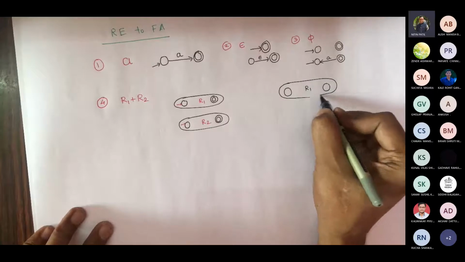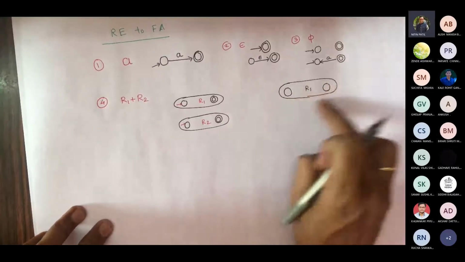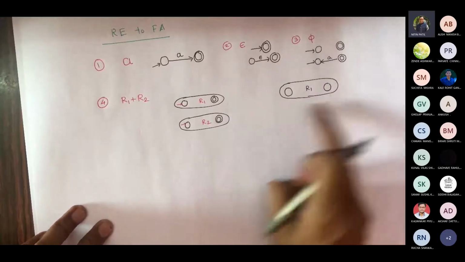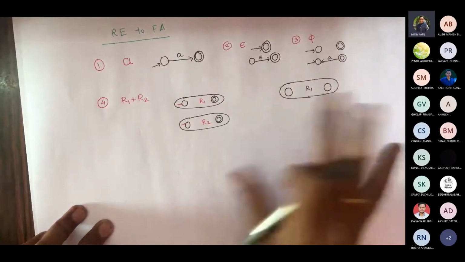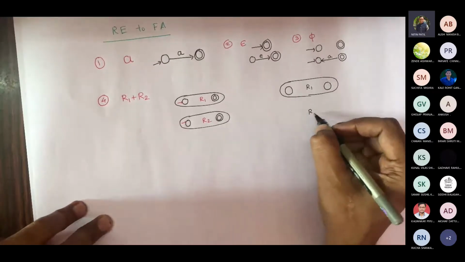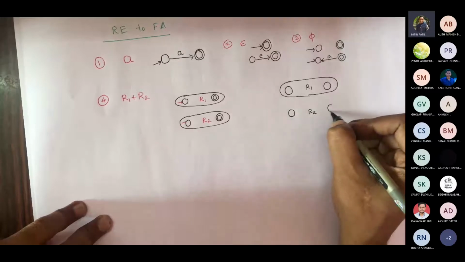So I'm only drawing this to represent that this is an FA, this is FA for R1. This is not the notation, the circle or ellipse that I'm drawing. Don't worry about it. It's only a representation. So this is R1, this is R2. These are initials to separate out R1 and R2. That's what I am doing.